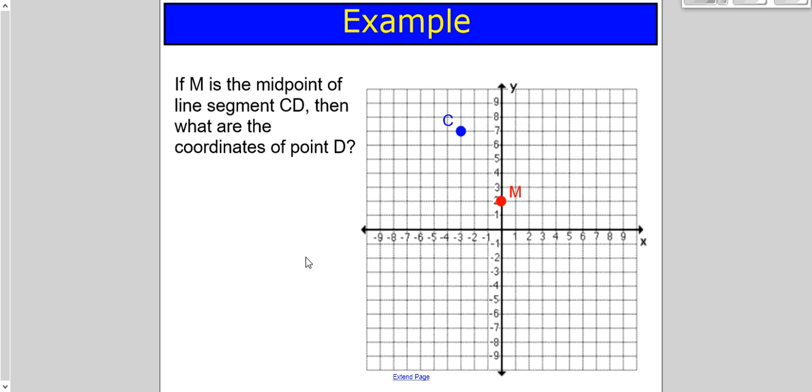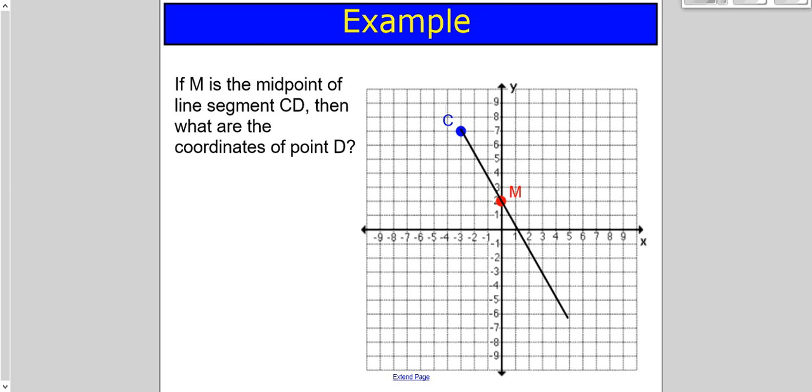Okay, what if I know that C is an endpoint, M is my midpoint, and I'm looking for D? So if I was given this, I would definitely try to do it through graphing. I think graphing is kind of the easiest way here. I draw my line starting at C, going through M, and then I'm just going to extend it here.